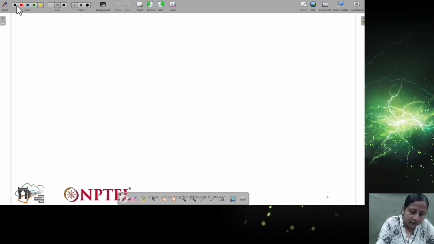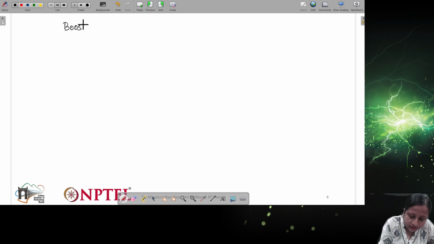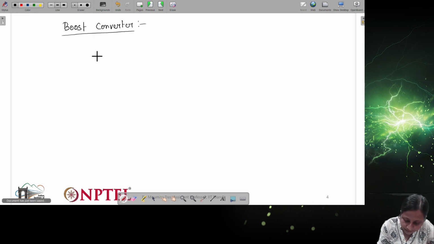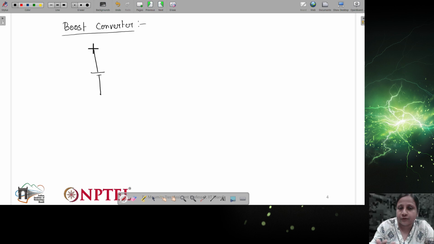Just to give the example of another converter, I am also considering a boost converter so that it will become clear to you. It is similar to the buck converter, exactly similar. So I'll just draw the circuit diagram. Generally the converter will be either boost or buck, so then it will be clear for all kinds of converters.